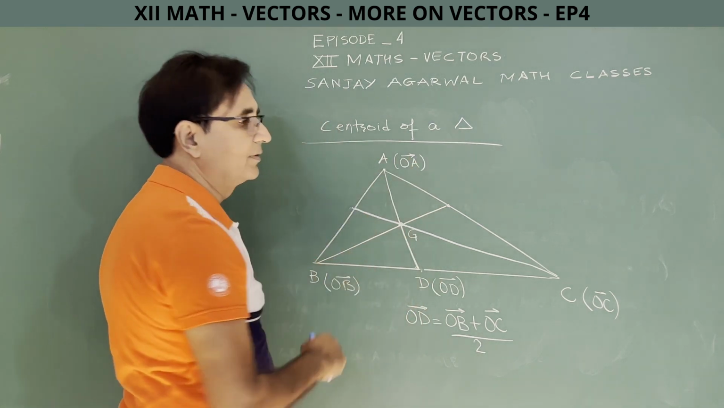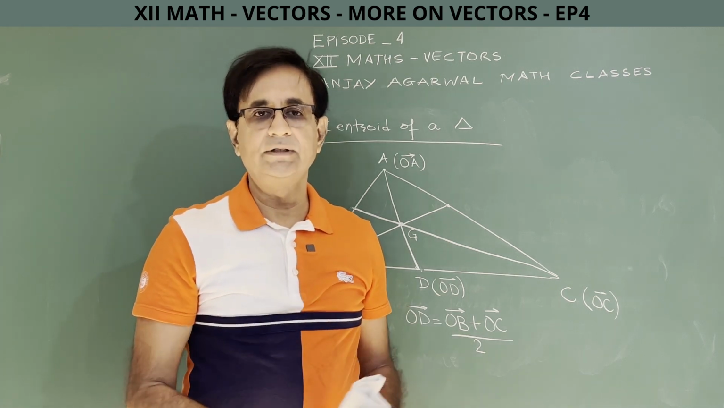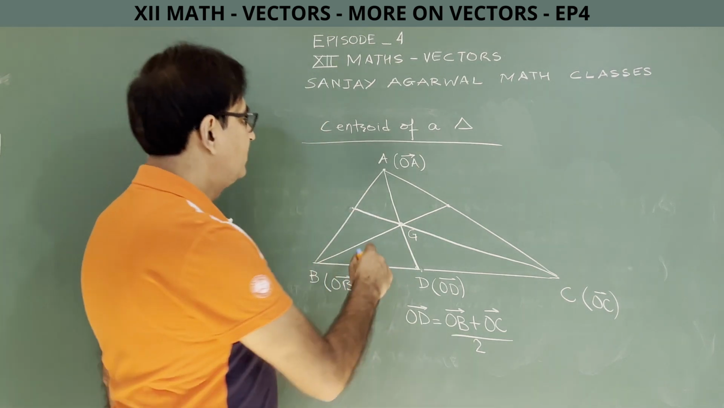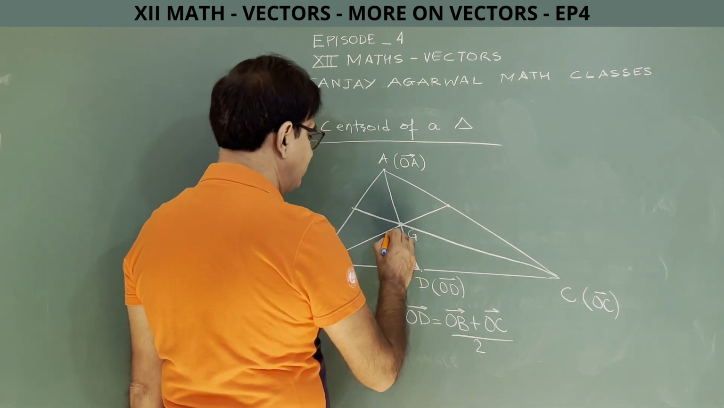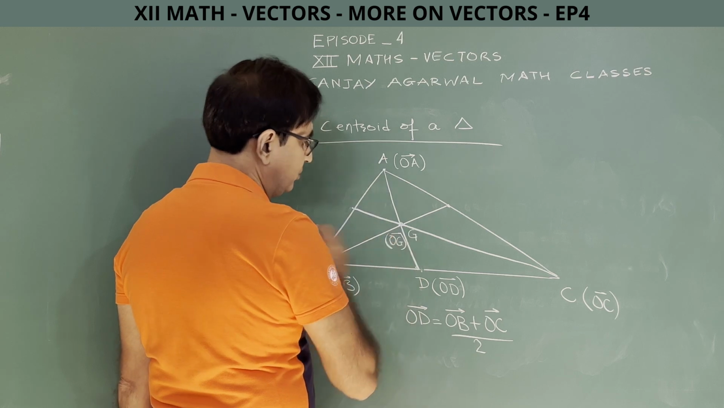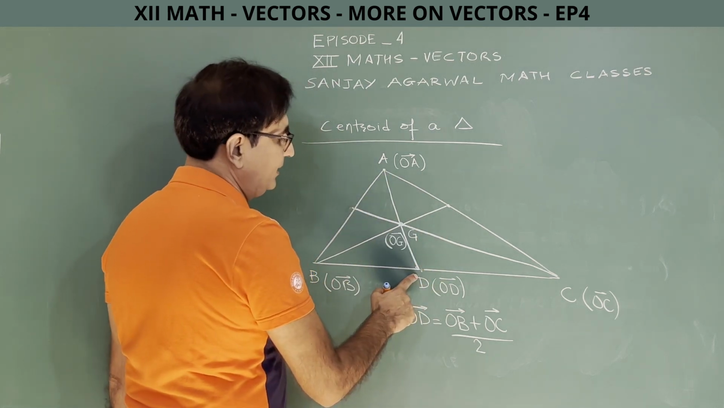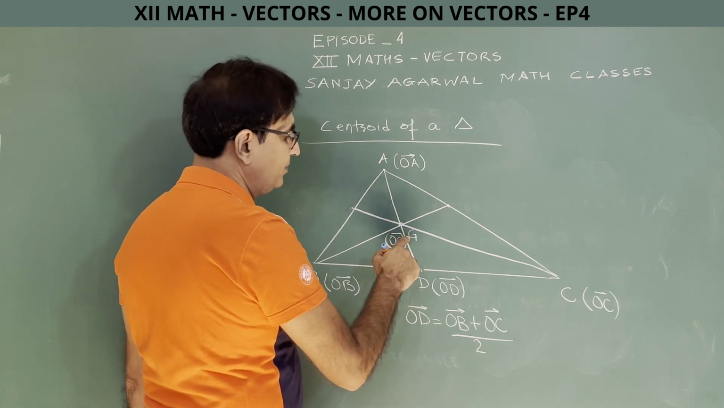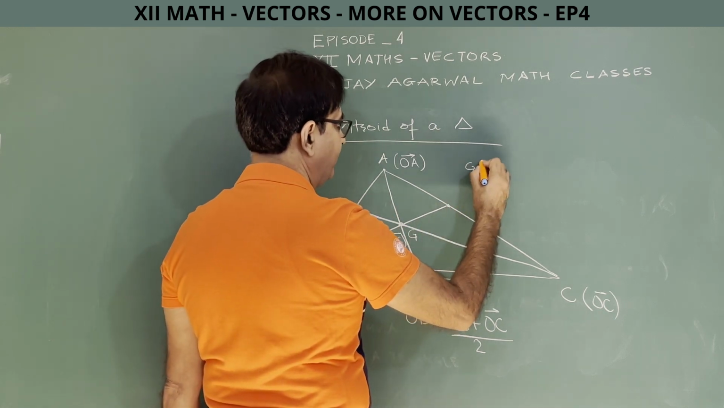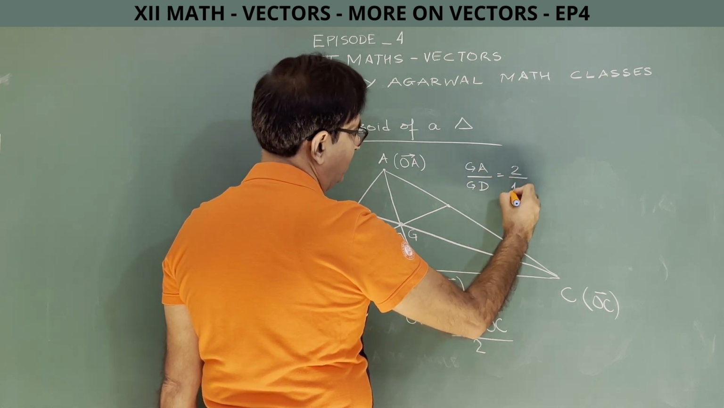So what is the centroid of the triangle? It's a point of intersection of the 3 medians of a triangle. Now what will be the position vector of point G? If I call it as G, then it will be vector OG, and each median is divided in the ratio of 2:1 by the centroid. So GA is to GD will be 2:1. We don't have to prove it.